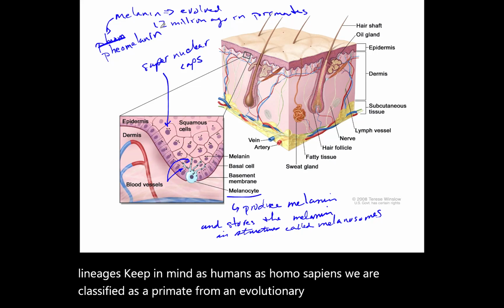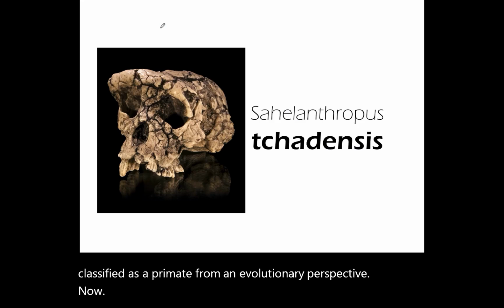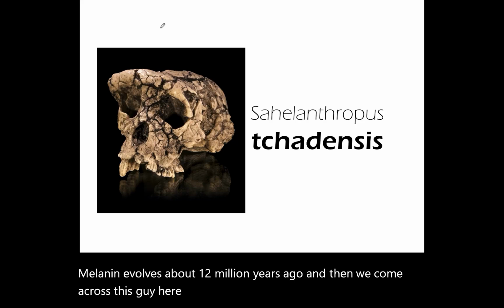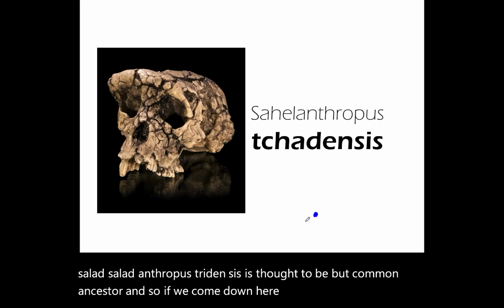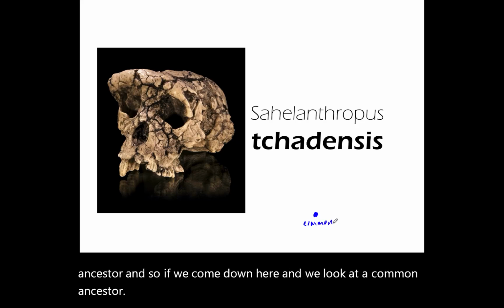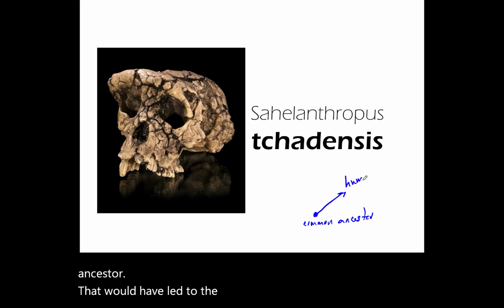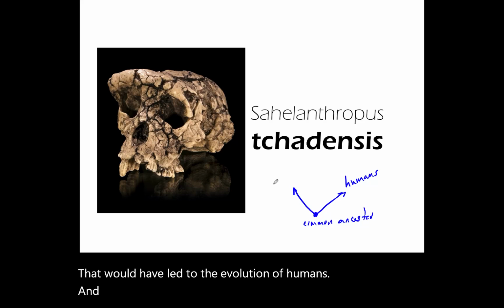Now, melanin evolves about 12 million years ago, and then we come across this guy here, Sahelanthropus tchadensis. Sahelanthropus tchadensis is thought to be the common ancestor. And so if we come down here, right, and we look at a common ancestor, that would have led to the evolution of humans and led to the evolution of the other great apes.